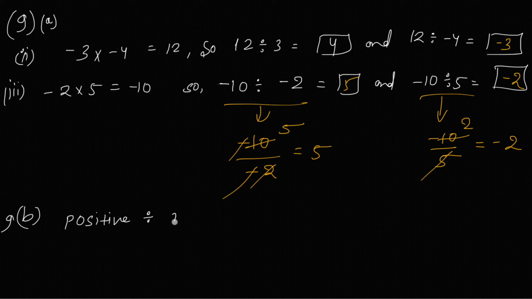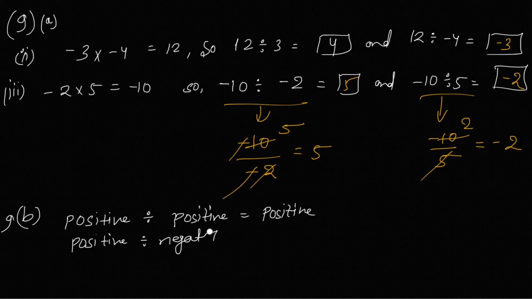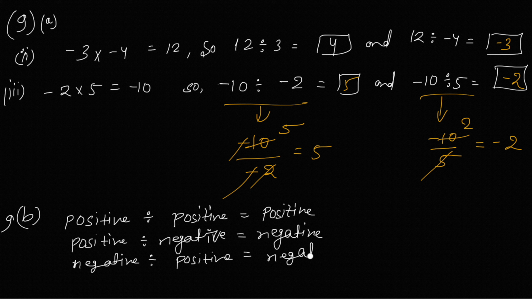Positive divided by positive will give you positive, and positive divided by negative will give you negative, and here negative divided by positive will also give you negative, and negative divided by negative will give you positive.